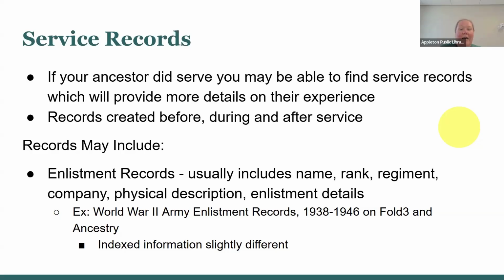So when they signed up, it's going to have their name, their rank, their regiment, their company, a physical description of them, any kind of enlistment details, like what date they registered for service and where they would have enlisted. So there's things like if you're looking for World War II, they have an Army enlistment record collection on Fold3 and on Ancestry, though the indexed information is going to vary slightly depending on which site you go to. So I would look at them both because you're getting slightly different details on both.